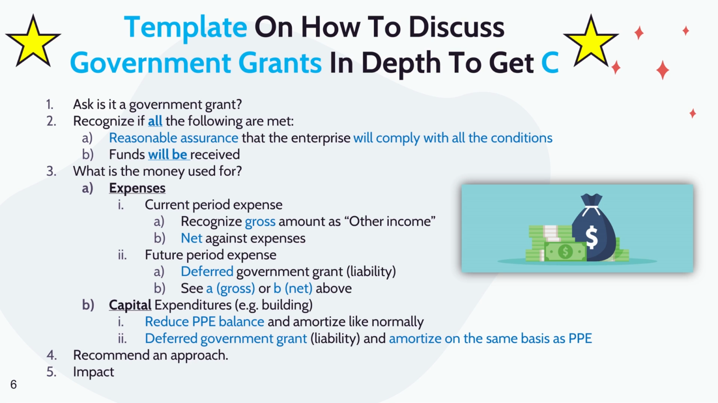And then number two, the funds will be received. Note here, it says will be. So that means you don't actually have to have the money in the bank before you start recording this government grant, as long as you believe you will be receiving this money.